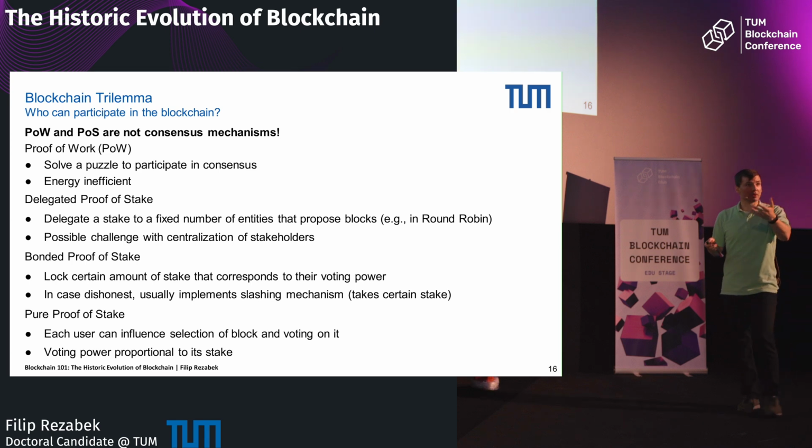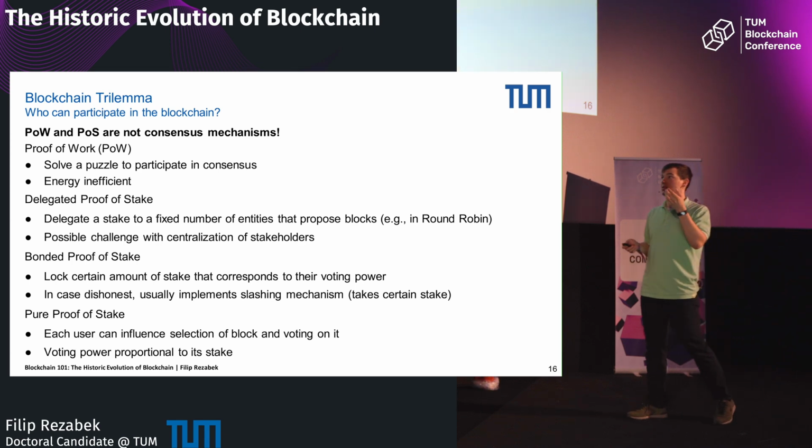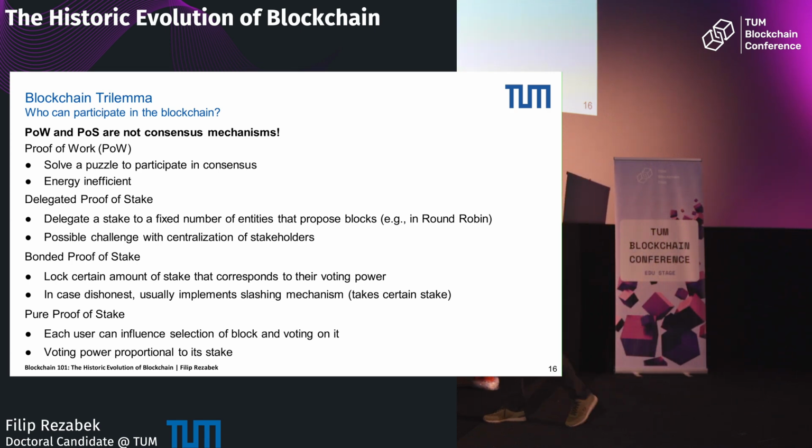So for example, for Bitcoin, the consensus mechanism is called Nakamoto consensus, right? But it's not called proof of work. So proof of work is just a means on how to actually differentiate who can actually participate in the consensus itself.